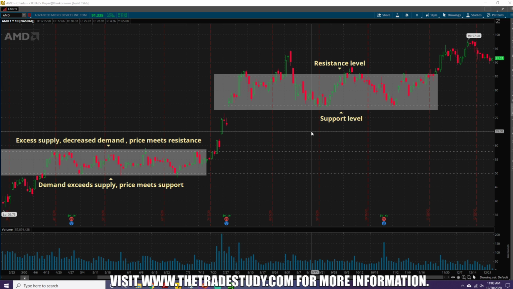So if a stock is in a strong uptrend, you're going to have strong demand. If a stock is in a strong downtrend, you're going to have excess supply. Support is pretty much the price level where a stock is not going to fall below in that period of time, whereas resistance is a price level where a stock can't seem to break through because you have excess supply and decreased demand, where the price meets resistance.